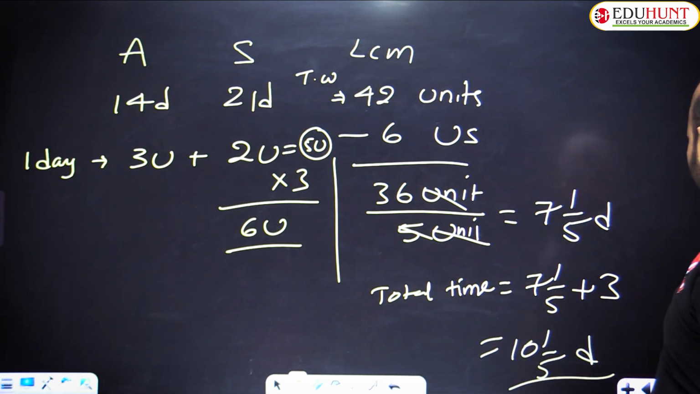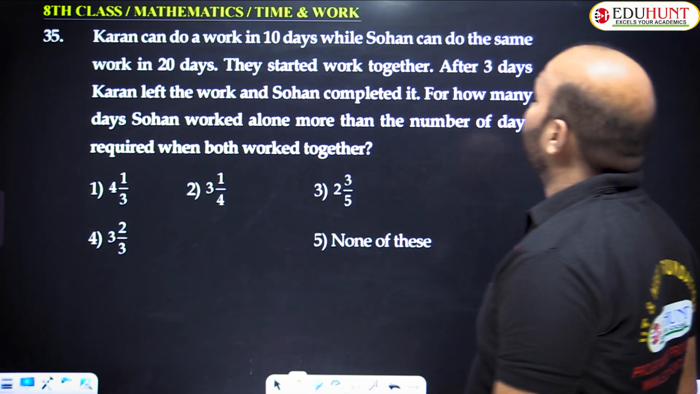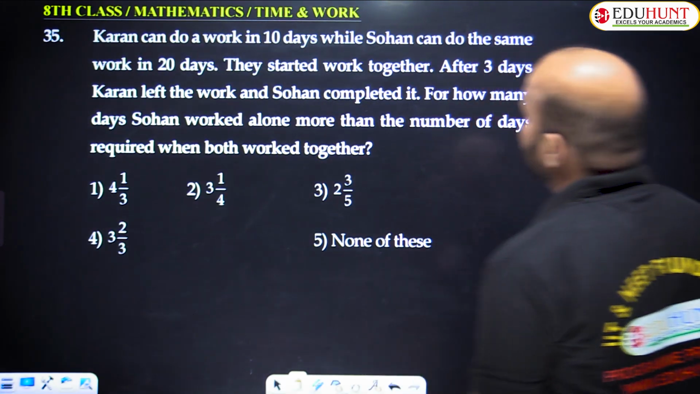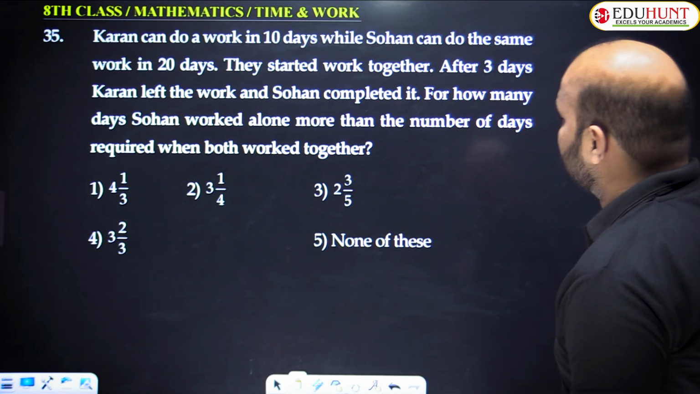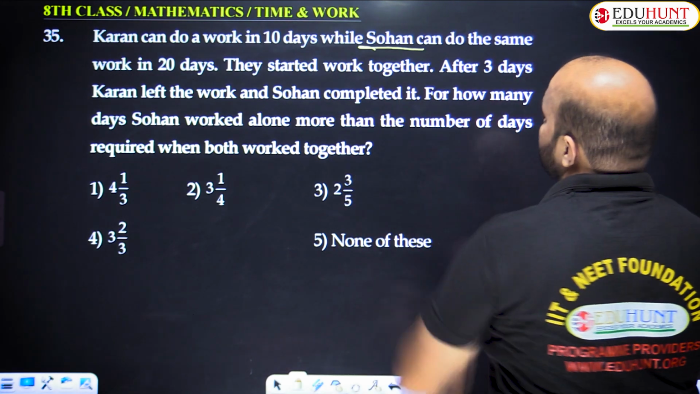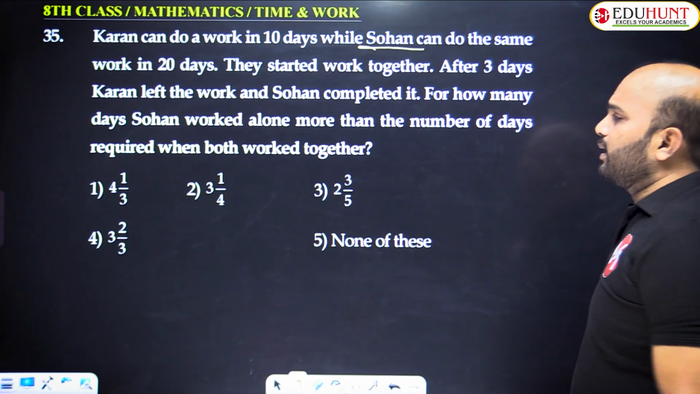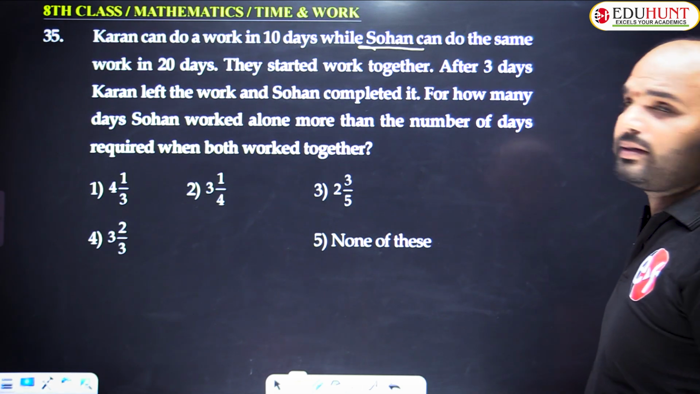This is units checking method. Let's go to question number 35. Karan can do a piece of work in 10 days while Sohan can do the same work in 20 days. They started the work together. After 3 days, Karan left the work and Sohan completed it. For how many days did Sohan work alone more than the number of days required when both work together?